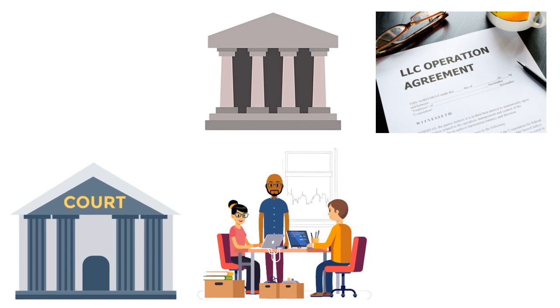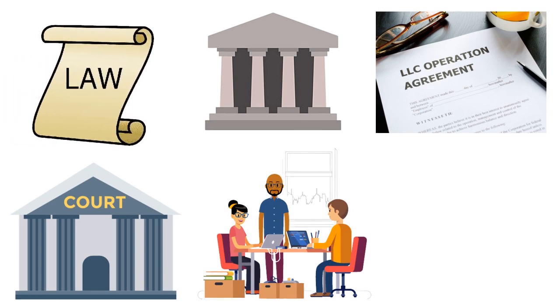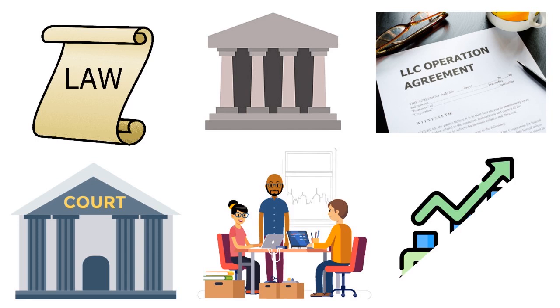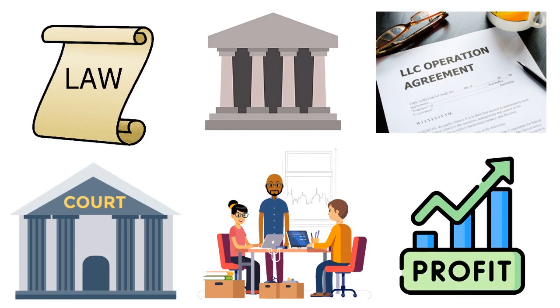So by default, the state's laws allow for the allocation of the LLC's profit to the members based on the percentage of ownership that the member holds. So if you and a friend own a two-member LLC, with you owning 30% interest and your friend owning 70% interest, you receive 30% of the allocation and your friend receives what?